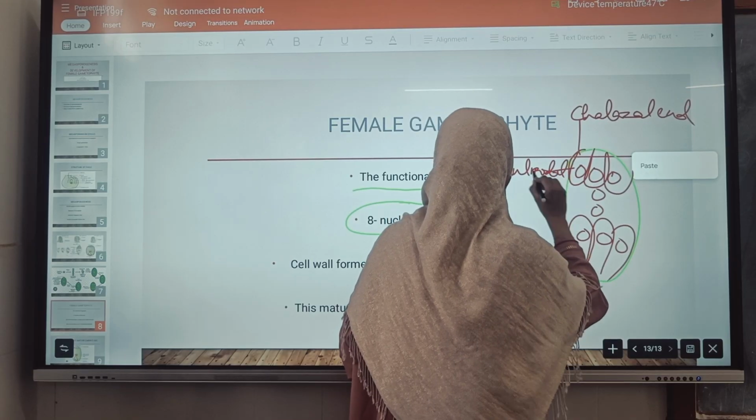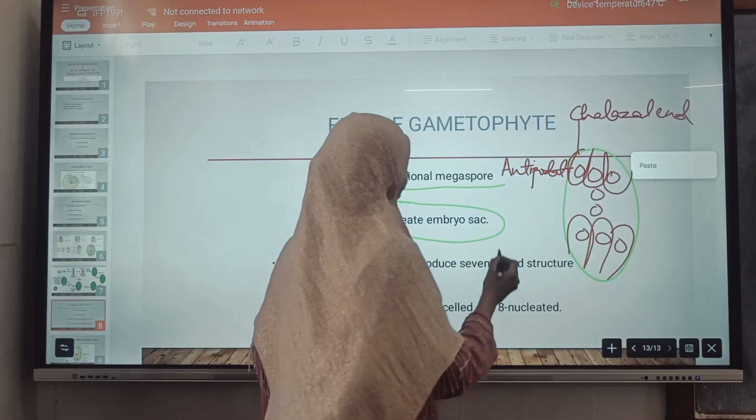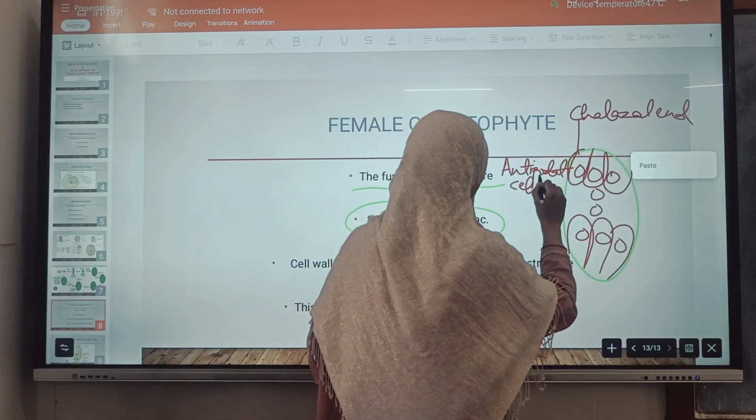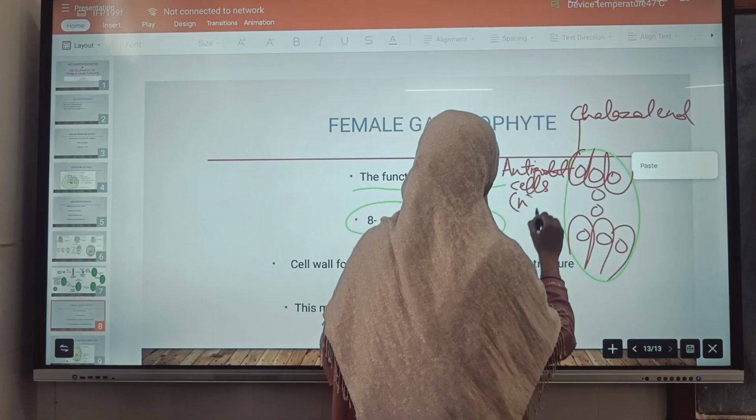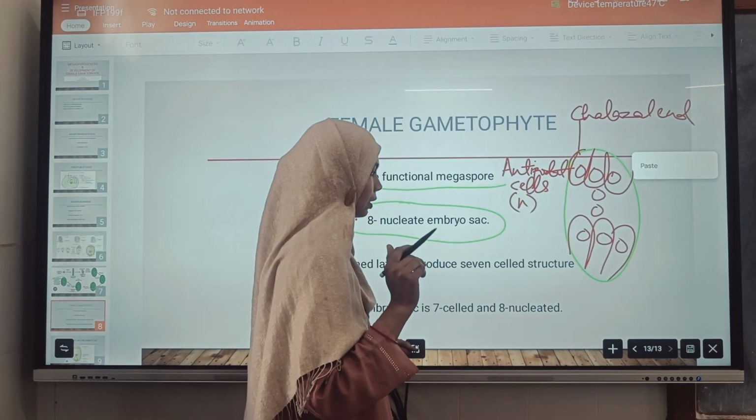The 3 cells which are formed at the chalazal end are called antipodal cells, and these cells are haploid in nature, having a single set of genome.